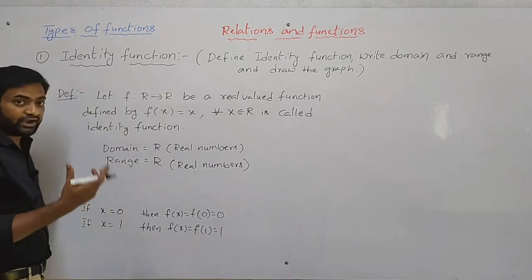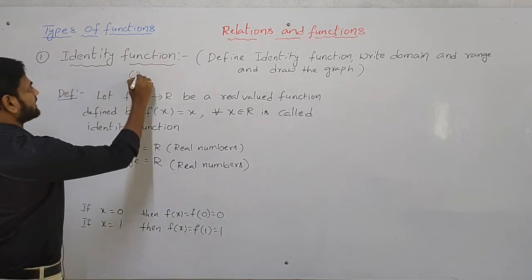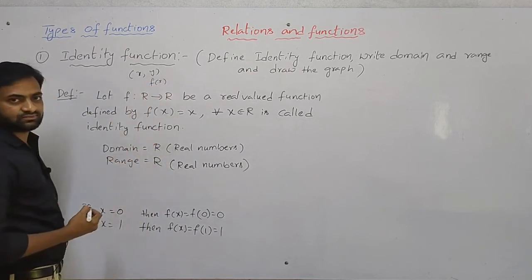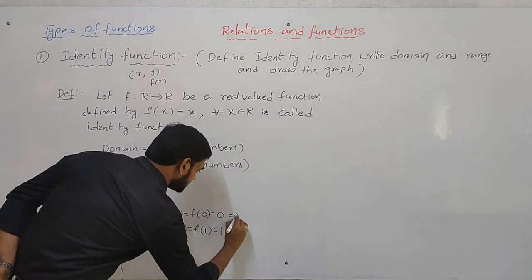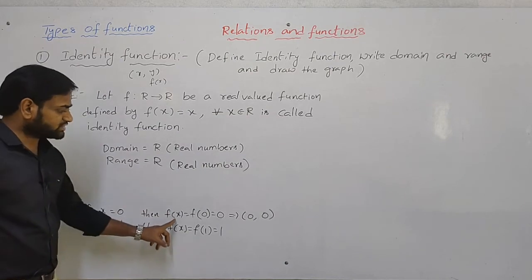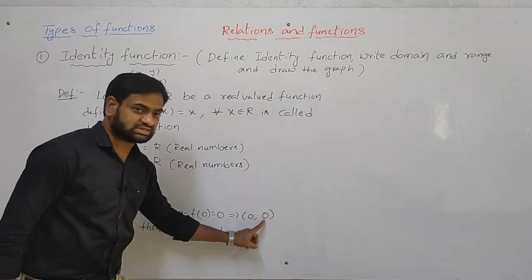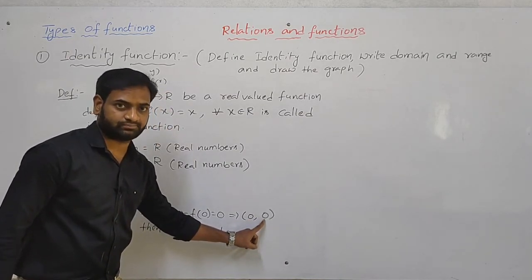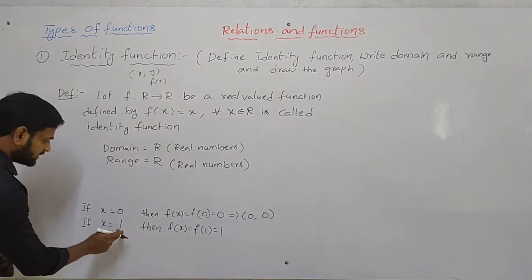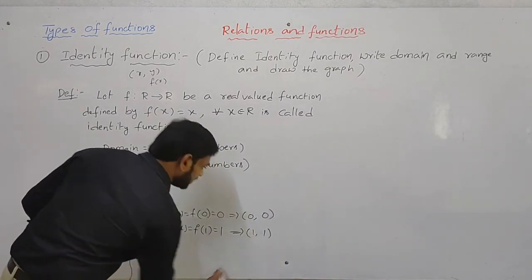Now in this case, what is the point? The point is x value, y value. Actually you can write the point as (x, y). Here y means f of x. So what is the point now? Then it implies 0 comma 0. X value 0 and f of x value also 0. First term is x value. Next term is f of x, nothing but y. You can imagine it like that. Next, here x value is 1, f of x value is 1. So the point is 1 comma 1.